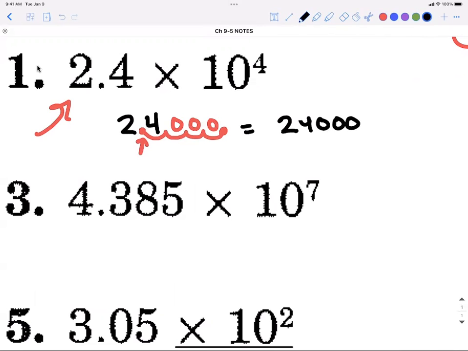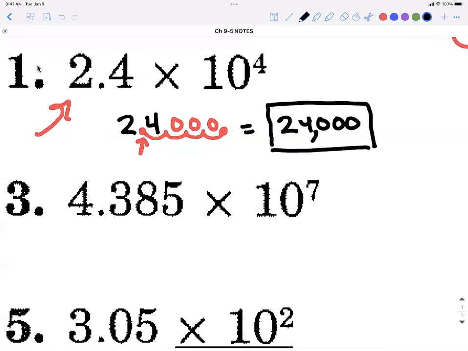And the last step, does anybody know what I want you to do? Put a comma where they go. 3 spots over from the start, or 3 spots over from the right. Every 3 places gets a comma, depending on how big your number is. So if you do not have a comma in your final answer, it's going to be points off, okay? You have to put a comma in your final answer.